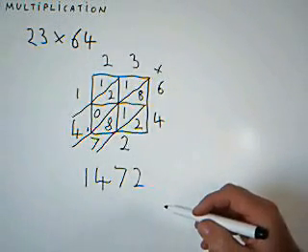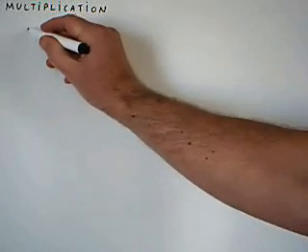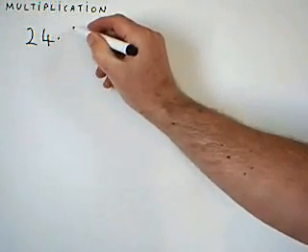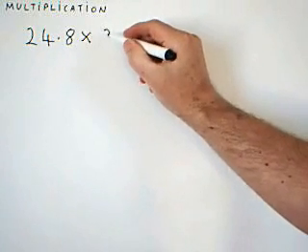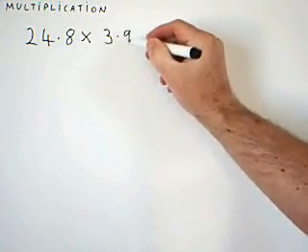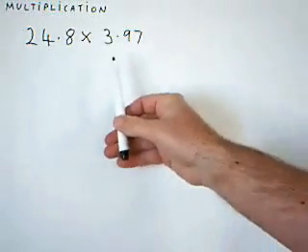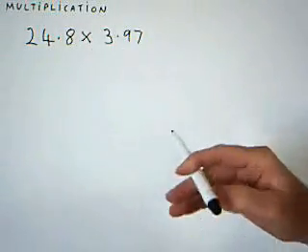I'll show you one more example, but show what happens when there's decimals in there. Okay, so we'll pick some numbers with decimals in. .8 times 3.97. Now if you look at these numbers, that's nearly 25, that's nearly 4. 25 times 4 is 100, so the answer is going to be about 100.